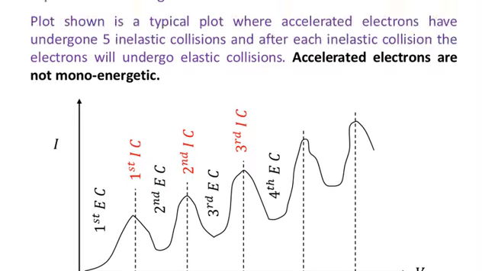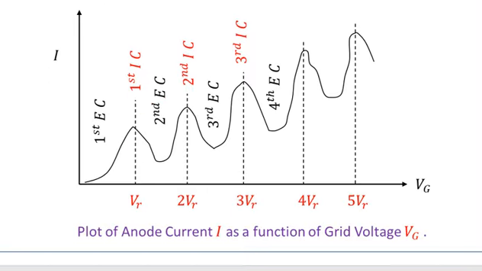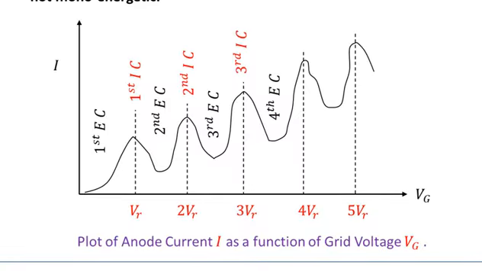So now I am going to explain this setup, the plot due to the setup I have just mentioned. This is the plot of anode current I as a function of the grid voltage Vg. You see that initially when you increase the voltage Vg, the electrons get excited, and these electrons will start reaching the anode plate A.